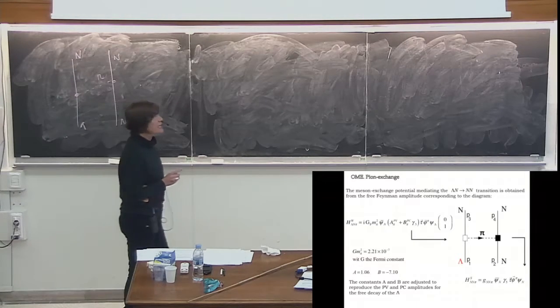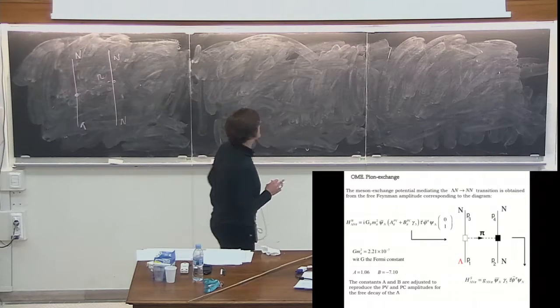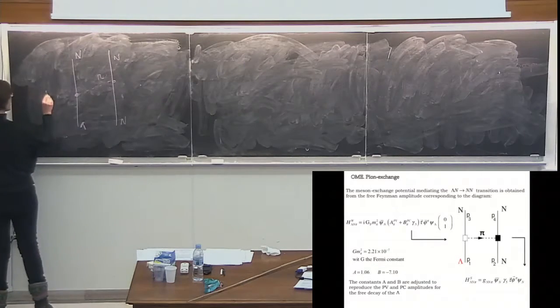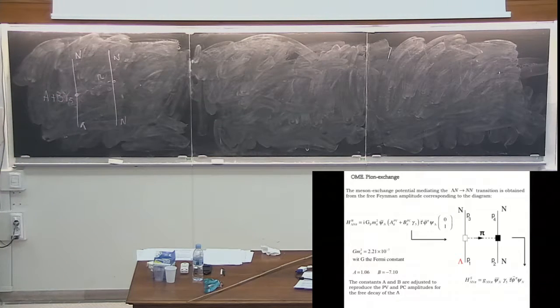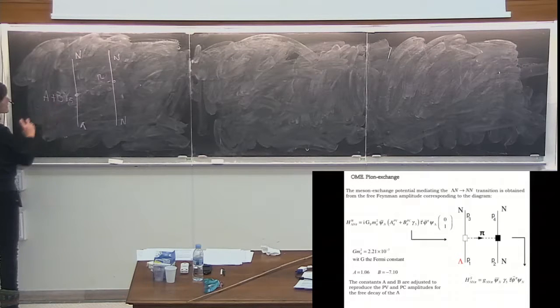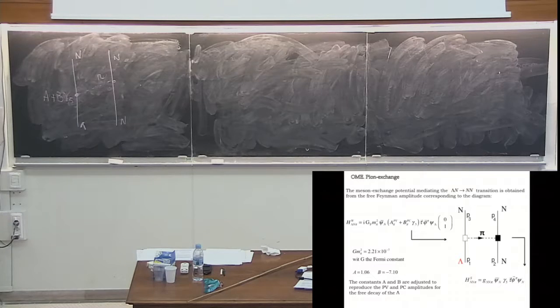So it basically has two pieces. It's a pseudo-scalar coupling at this vertex, of the form A plus B gamma 5, and has two constants, A and B. These two constants are fit to reproduce the decay rate of the lambda in free space, the two amplitudes of the decay, the parity violating and the parity conserving. And so we take the same constants when evaluating the non-mesonic decay rate.